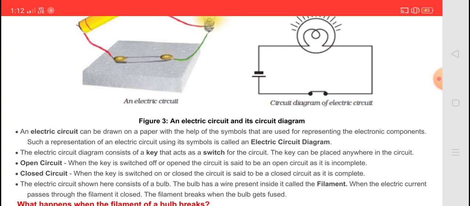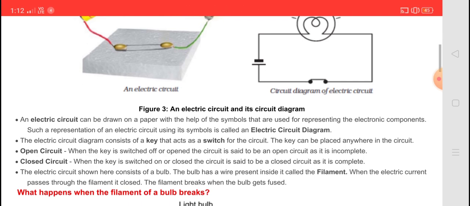Now we have discussed open circuit and closed circuit, right? When the switch is off, we say this is an open circuit. And when the key is switched on, we say this is a closed circuit, and in this closed circuit, current can pass through the conducting wire.